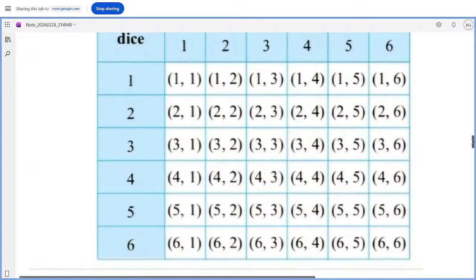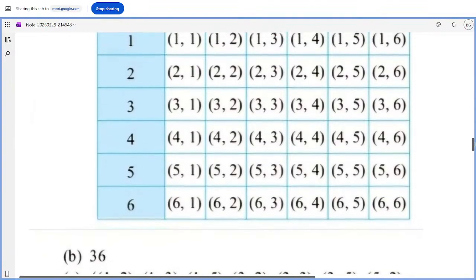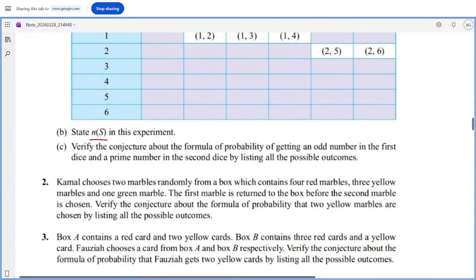Yeah, okay, total is 36. Very good. Okay, so the answer is 36. And then part C, they ask you to verify. Again, use the formula of probability and also list possible outcomes. They want you to get an odd number on the first dice and a prime number on the second dice.